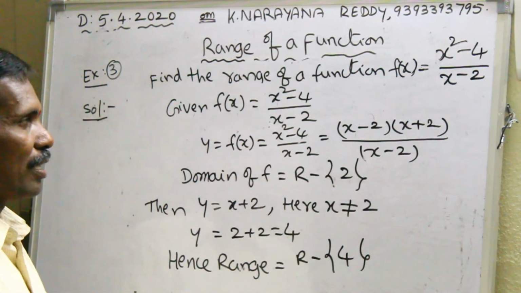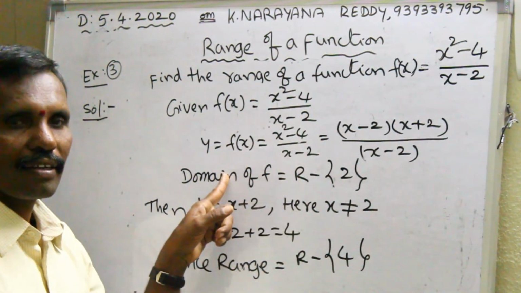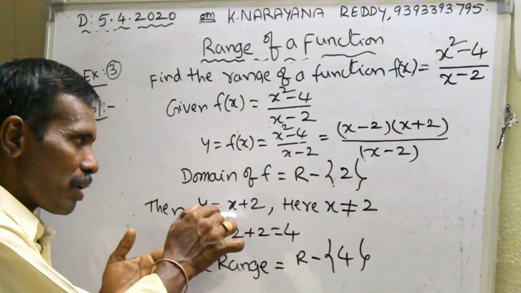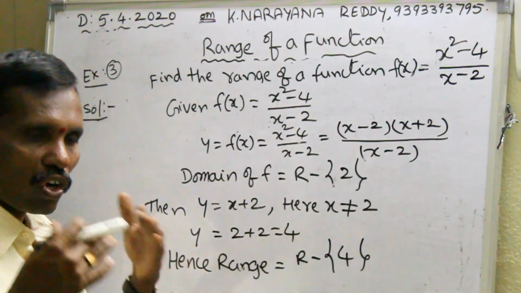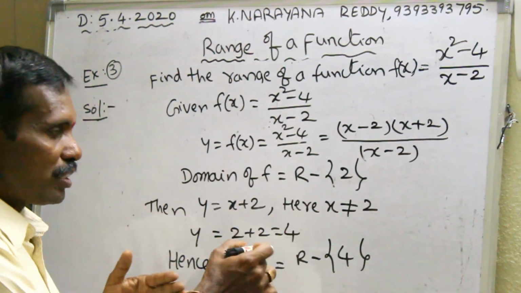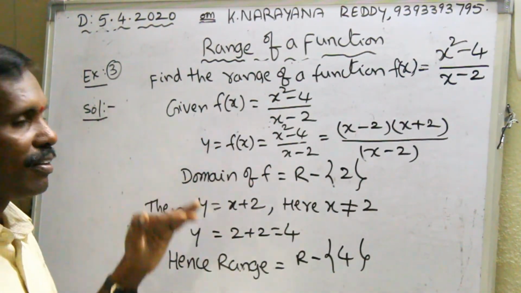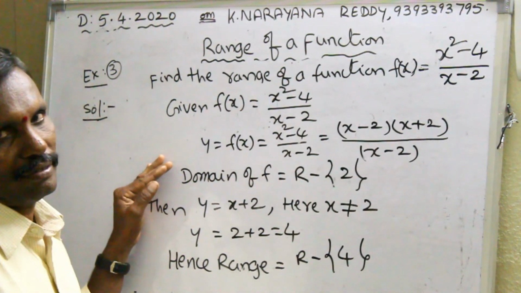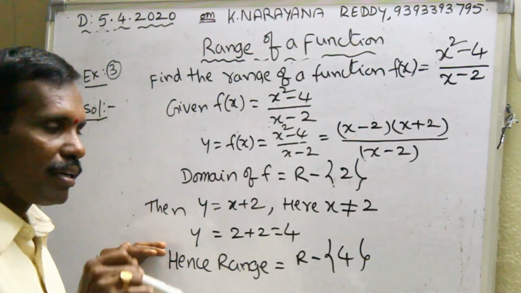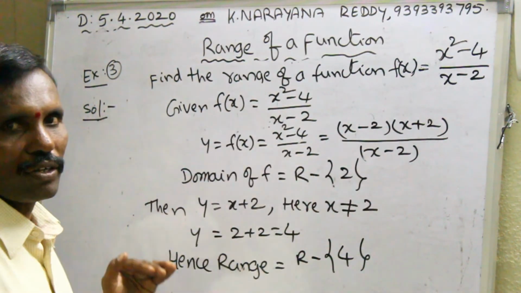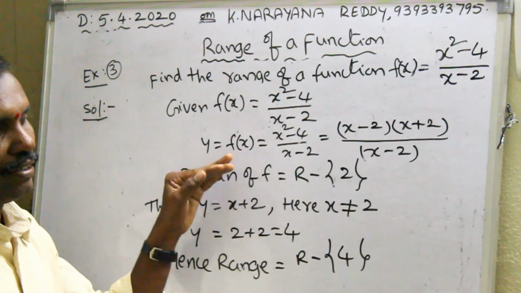Please observe carefully. We omit 2 from the real numbers, that is the domain. Again, whenever you substitute 2 in the place of x you get 4, and we omit this from the real numbers, that is the range. This is the dependent value and this is the independent value. In the domain, the values are independent. In the range, the values are dependent, depending upon the domain values.